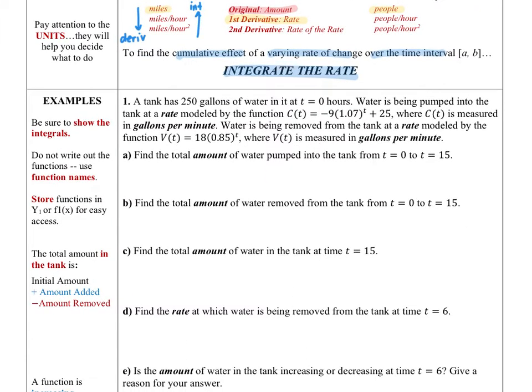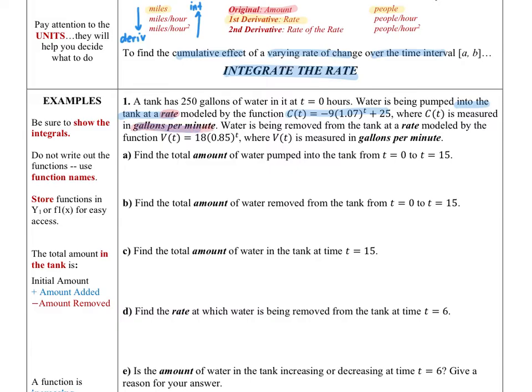So on example number 1, we have a tank that has 250 gallons of water in it at t equals 0. Water is being pumped into the tank at a rate modeled by this C of t function. C of t is measured in gallons per minute. So I know that that function is a rate for two reasons. Number one, they tell me it's a rate right here. And number two, it has a unit of a rate.